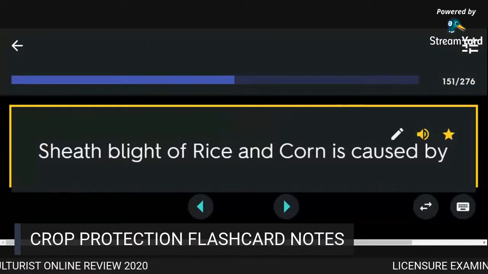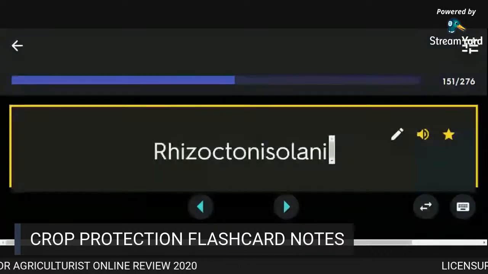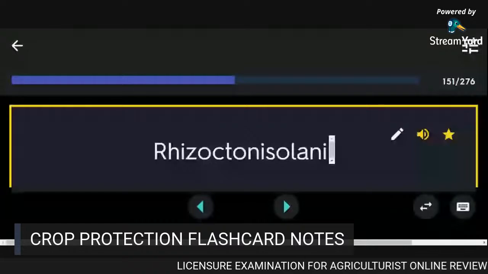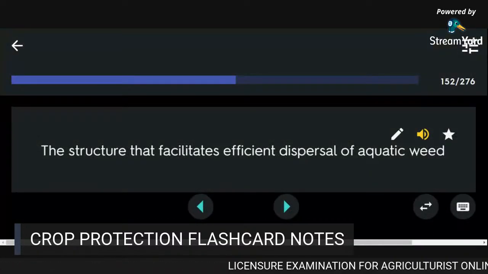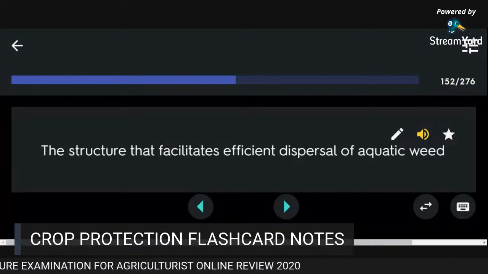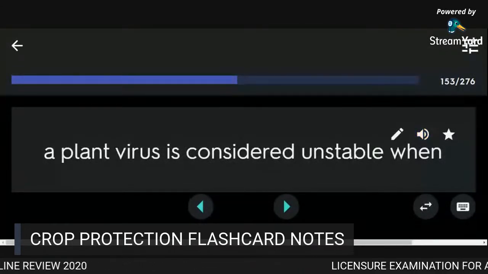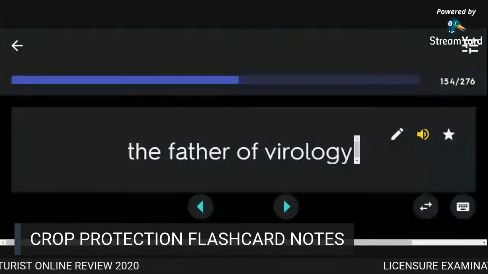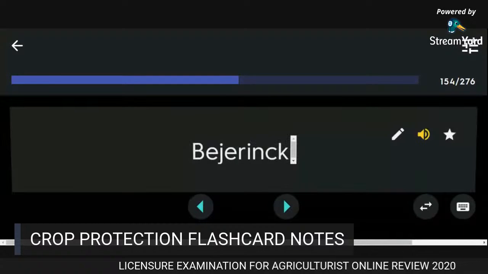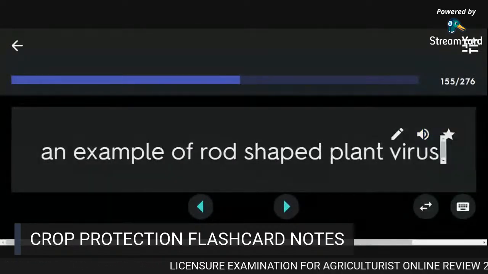Sheath blight of rice and corn is caused by... A plant virus is considered unstable when it infects only one host. The father of virology. Beijerinck. An example of rod-shaped plant virus. Tobacco mosaic.